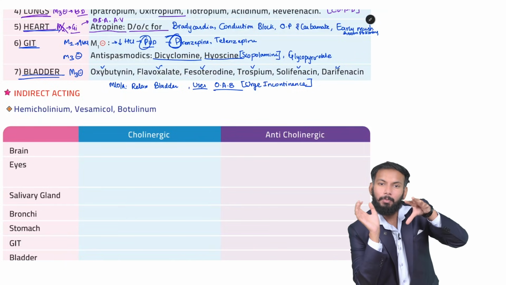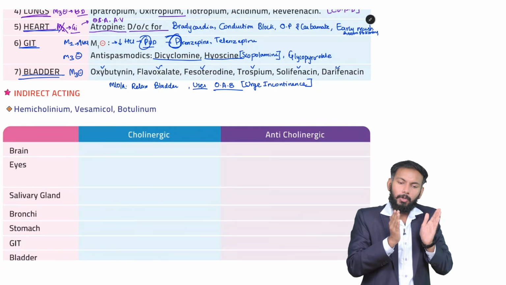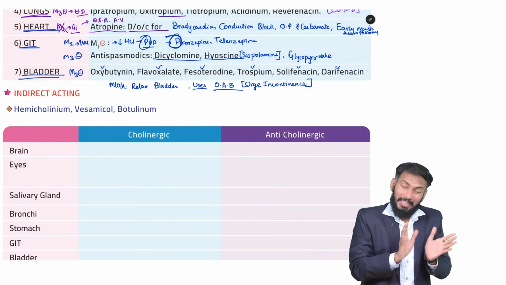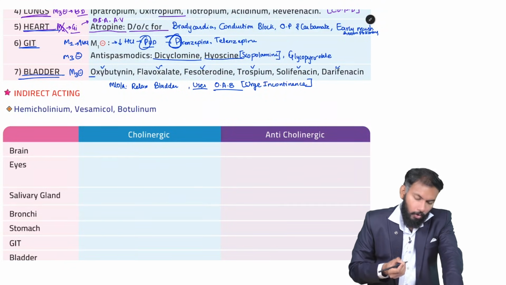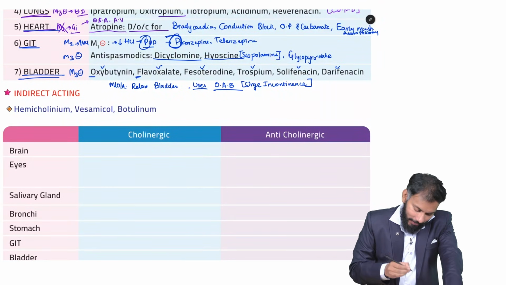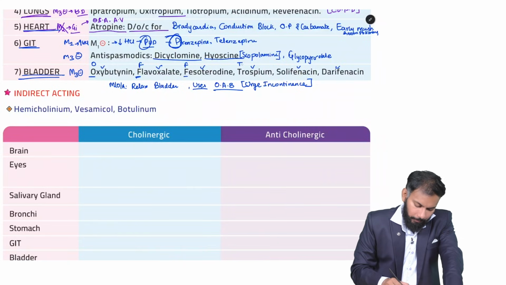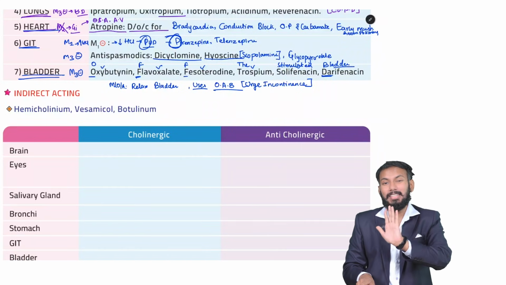I told you overactive bladder means there is overstimulation of the bladder. So how can you treat this? You decrease the stimulation, no? That means you switch off the stimulation. So the treatment is of the stimulated bladder. Those are the drugs. See, O, oxybutynin; F, flavoxate; F, fesoterodine; T, trospium; of the stimulated, solifenacin; bladder, darifenacin. That's all. Of the stimulated bladder.